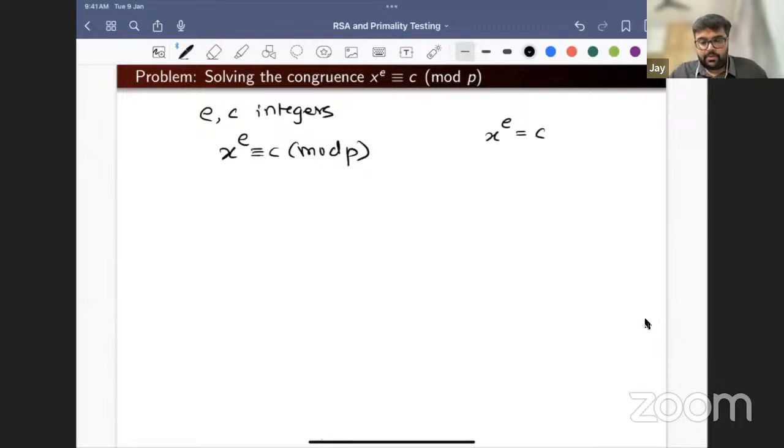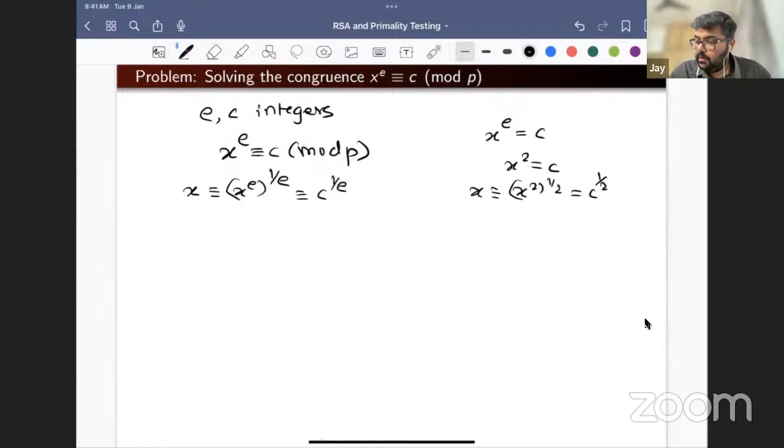solve this? We need to find the eth root, right? If we have x squared equal to c, what we do is take the square root, so x will be c to the power 1 by 2. Here also we need the eth root. So we need an inverse. If I want to find the value of x, I can apply the power e inverse. So we need to find this. What is 1 upon e? 1 upon e is e inverse.